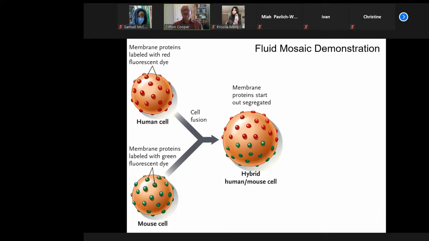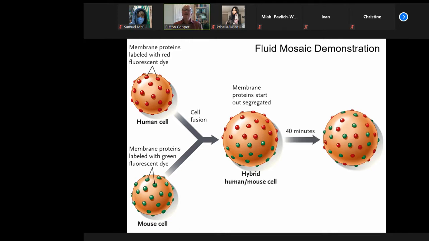Notice that kind of the northern hemisphere of that has the human proteins. Southern hemisphere, so to speak, has the mouse proteins. Well, did it stay this way? No. Here's what happened after 40 minutes. Proteins are all mixed up.